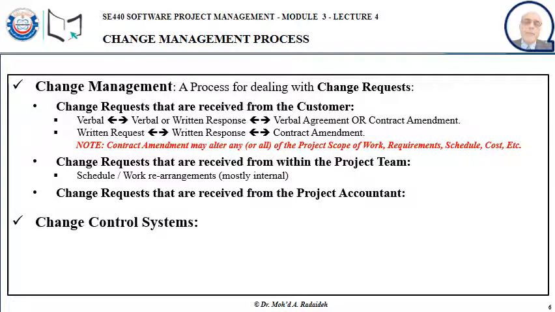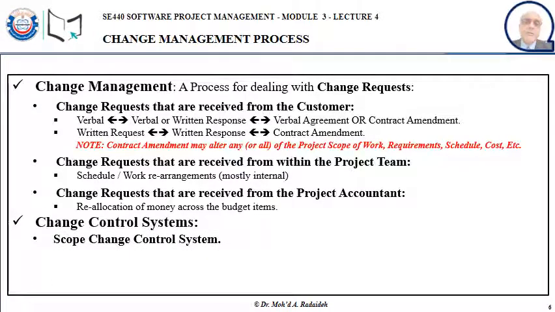Now, the request that comes from within the project team can be a request to adjust the schedule, or to make some rearrangement in the work assignments, etc. Such a thing is taken care of internally by the manager and the team. From an accountant, the accountant may request to reallocate money from one item of the project to another item, depending on the situation.